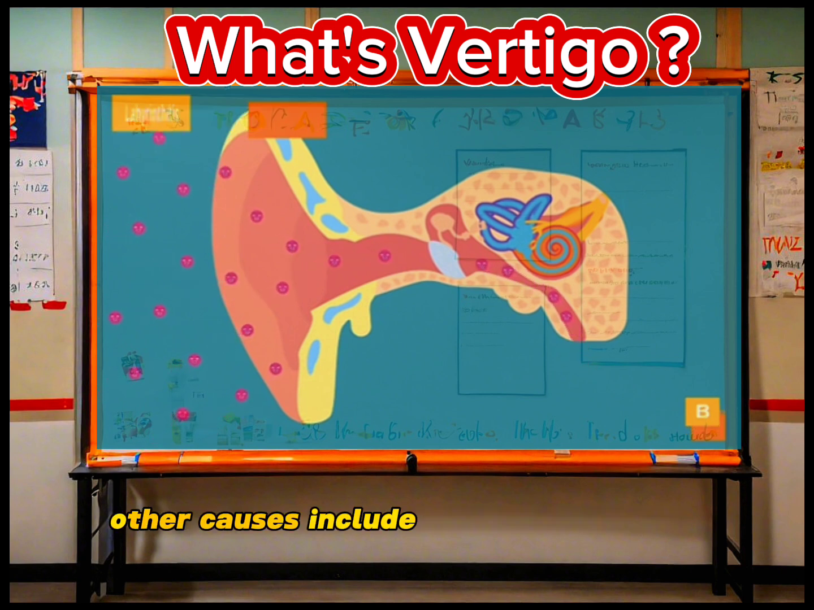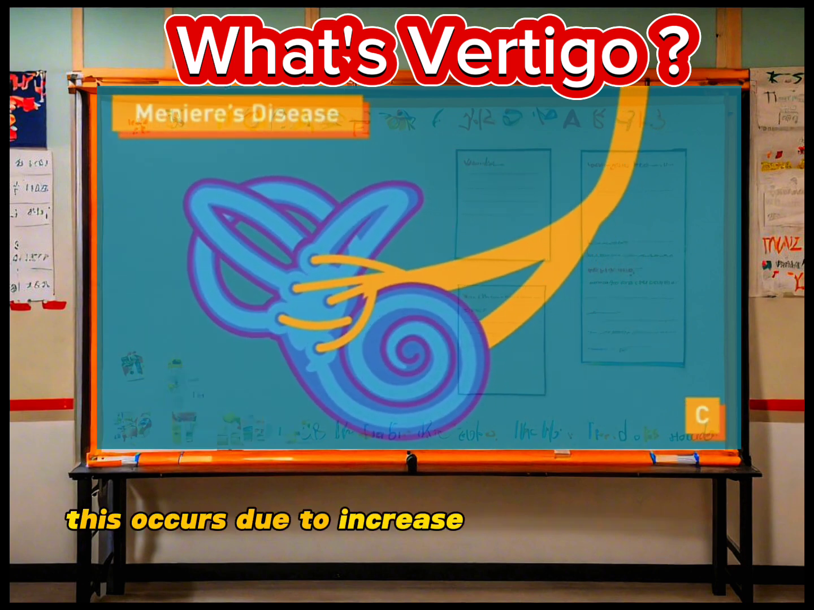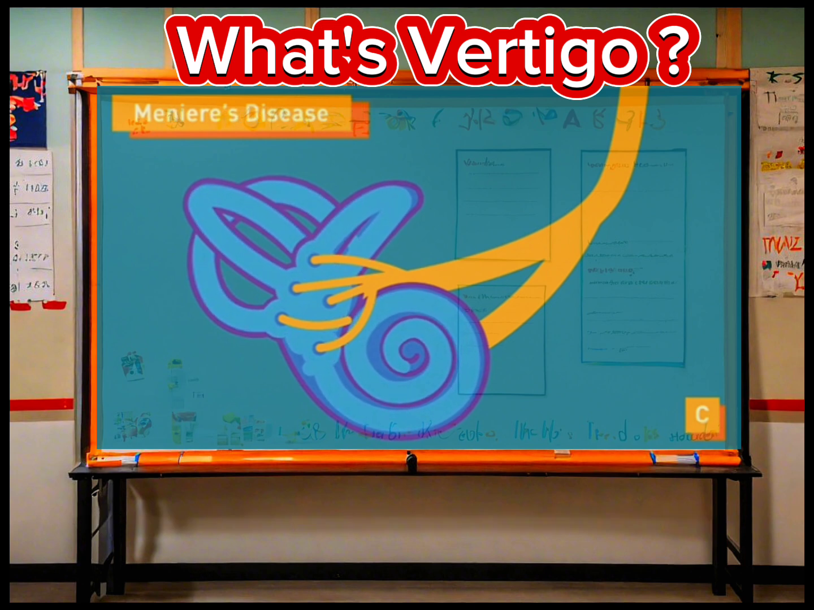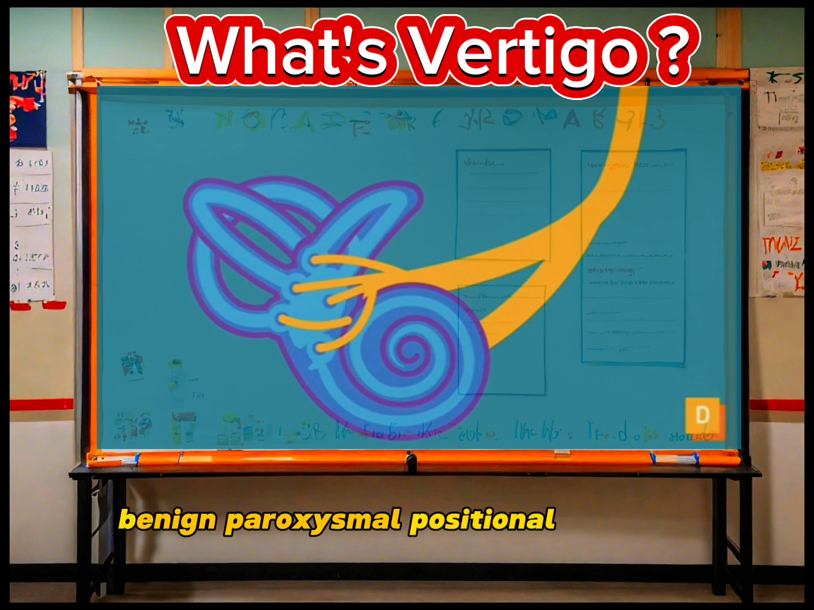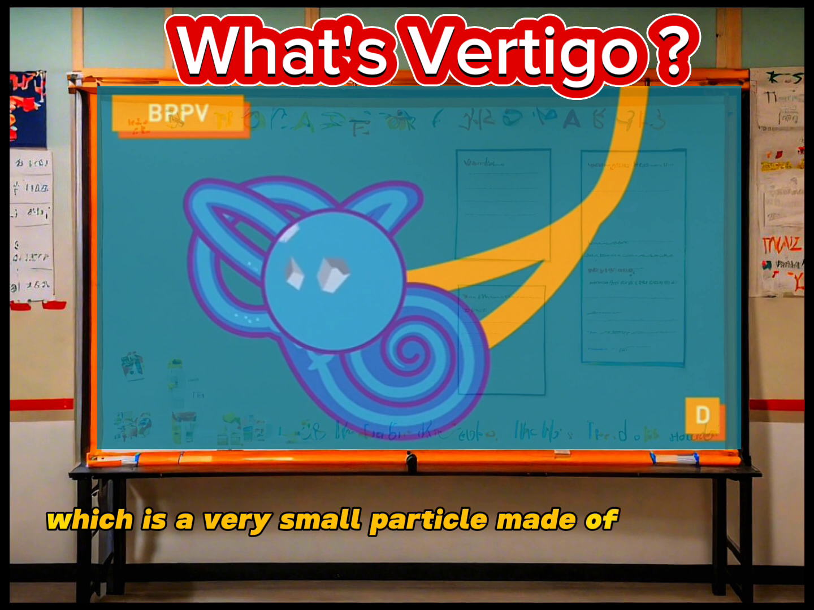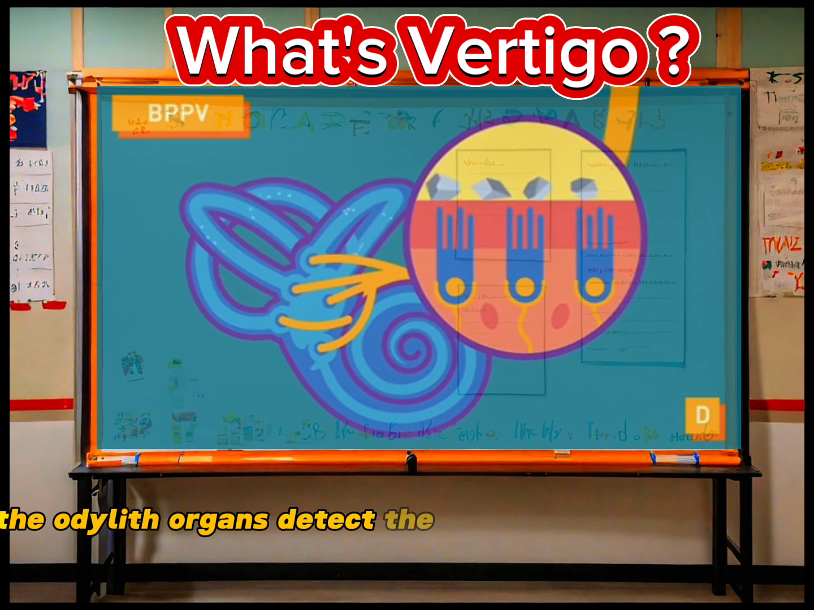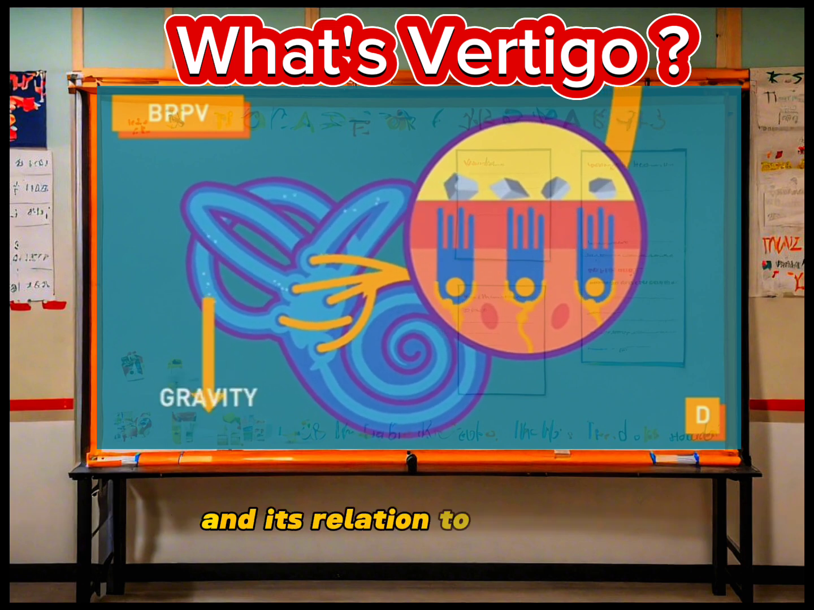Other causes include Meniere's disease. This occurs due to increased fluid in the inner ear. Benign paroxysmal positional vertigo, or BPPV. This results from the movement of the otolith, which is a very small particle made of calcium inside the ear. The otolith organs detect the movement of your head and its relation to gravity.